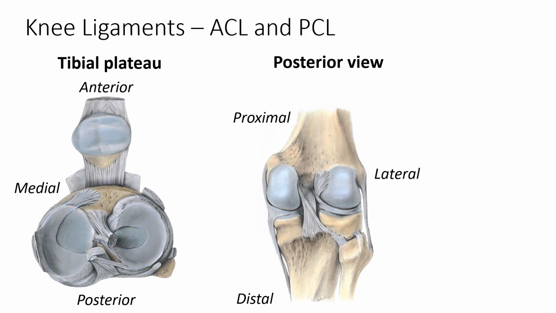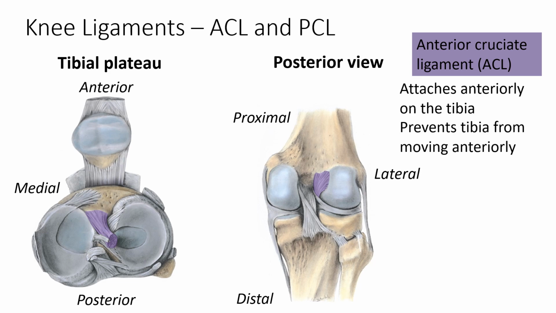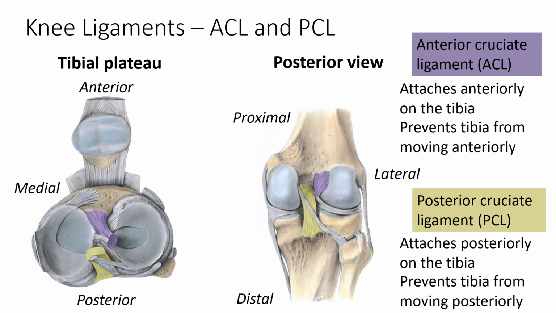Looking at these same views, we can also look at our ACL and our PCL ligaments. So our ACL is our anterior cruciate ligament. It attaches anteriorly on the tibia and it prevents it from moving anteriorly. In contrast, we have our posterior cruciate ligament, which attaches posteriorly on the tibia and prevents that bone from moving posteriorly.